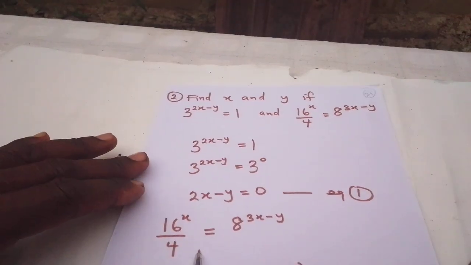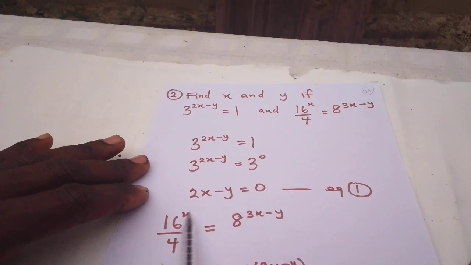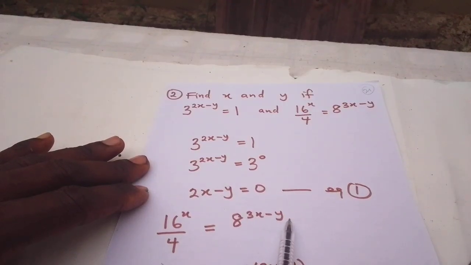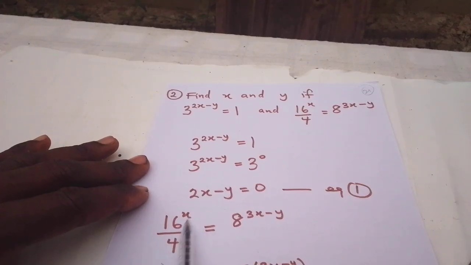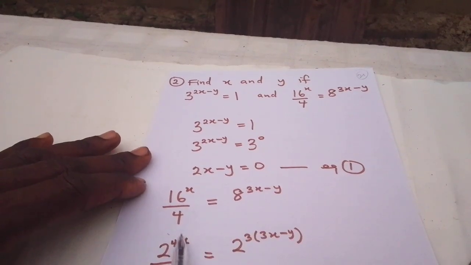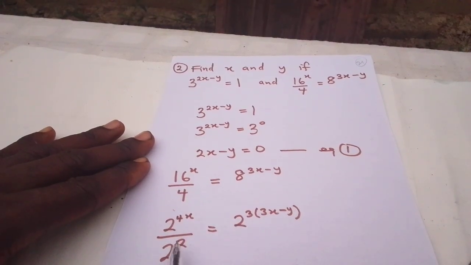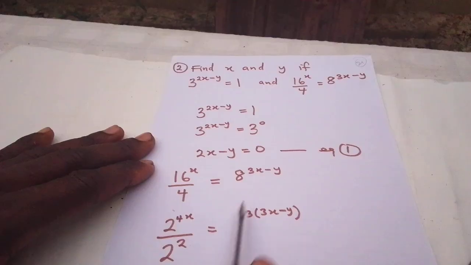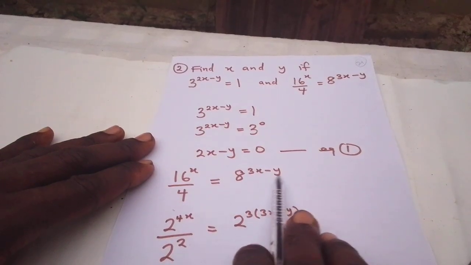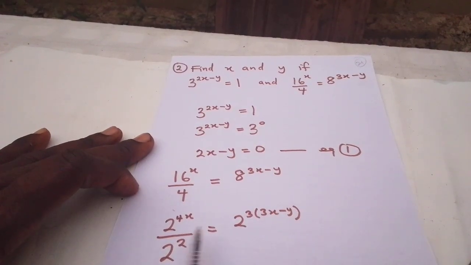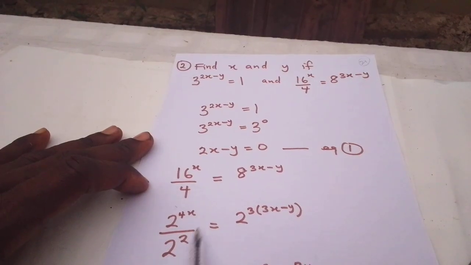Now let's look at the second one. We have 16 raised to power x over 4 is equal to 8 raised to power 3x minus y. So 16 raised to power x is the same thing as 2 raised to power 4x, and 4 is the same thing as 2 raised to power 2. 8 is the same thing as 2 raised to power 3 into bracket 3x minus y. If you now write this in indices, since both of these are divisions with powers, you can easily subtract their powers.